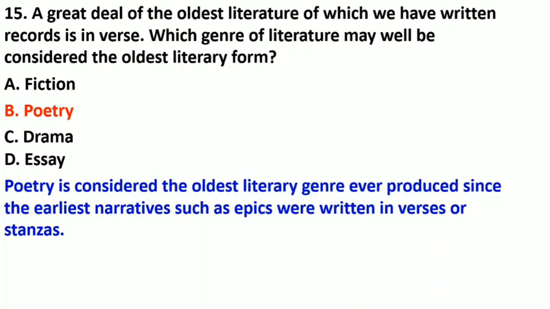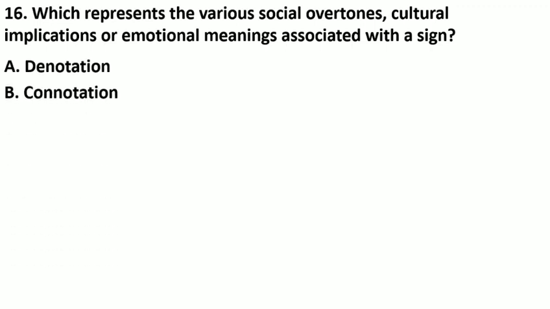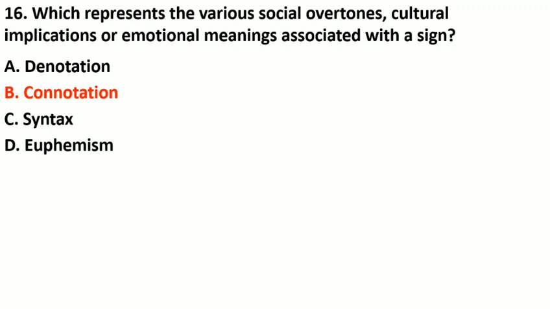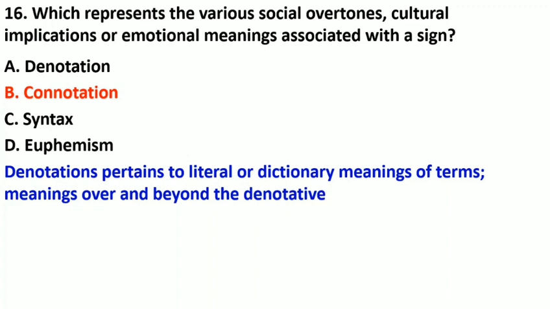Next, which represents the various social overtones, cultural implications, or emotional meanings associated with a sign? A. Denotation. B. Connotation. C. Syntax. And D. Euphemism. The correct answer here is option B. Connotation. Denotation pertains to literal or dictionary meanings of terms. Meanings over and beyond the denotative level are connotative.